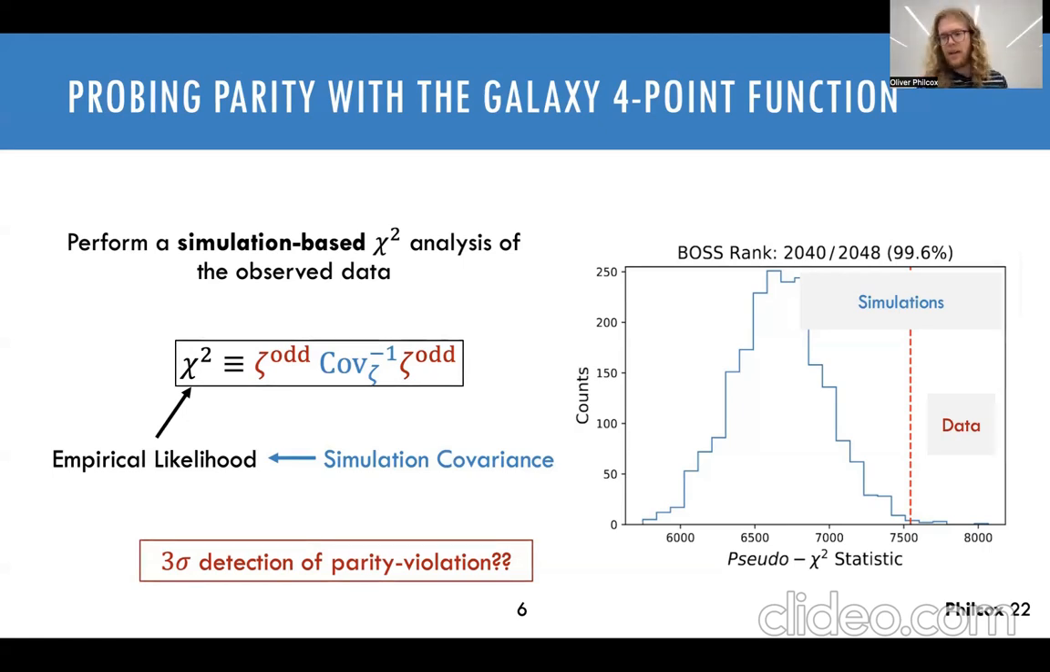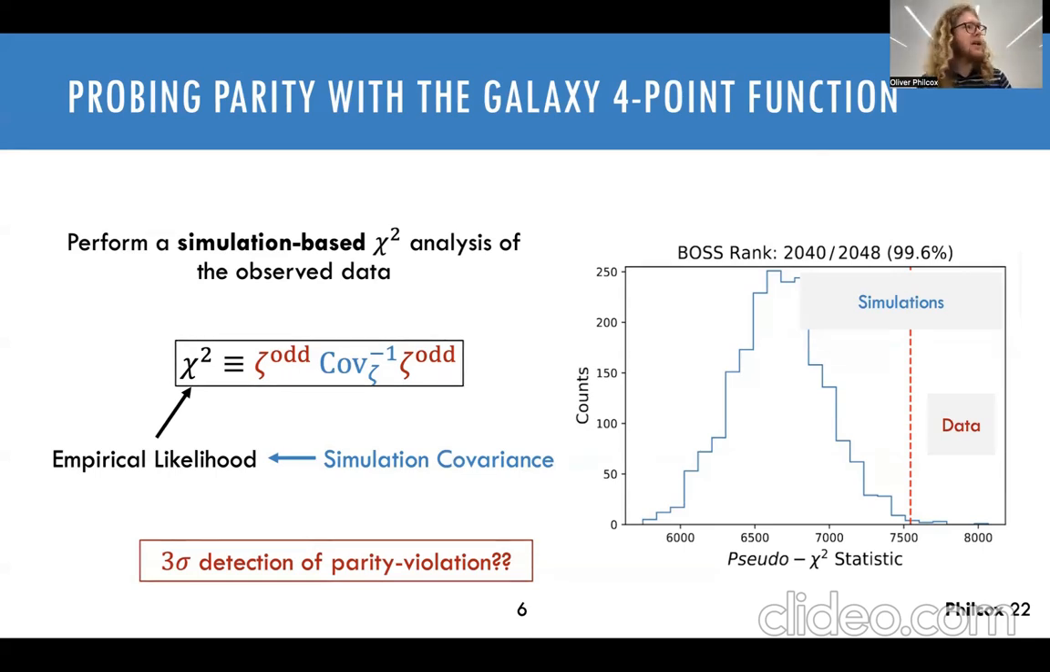So here we haven't assumed anything about linear theory or Gaussianity, et cetera, but we do have the important implicit assumption that our simulations are actually accurate. Essentially, we assume that our simulations have the correct noise properties to represent the data, and that will be important later.